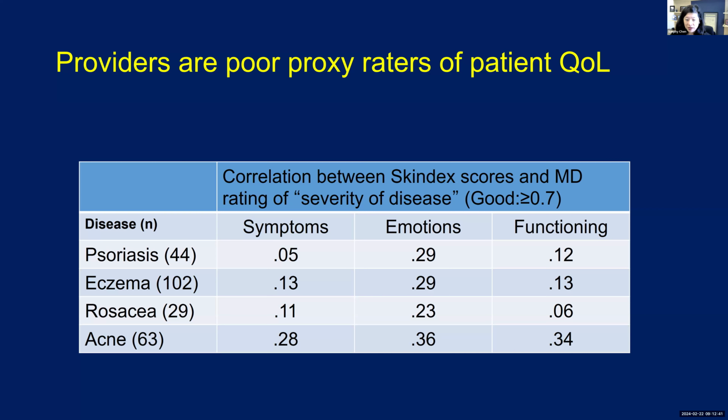So this is a paper that was published a long time ago, but us health services researchers often showed this graph or this table because it shows the correlation between physicians and patients. You want these numbers to be 0.7 or higher to show good correlation with the quality of life scores, and you can see these numbers are extremely low. So we as doctors really don't rate the quality of life impact of our skin conditions, especially these inflammatory ones, the way that our patients are reporting.